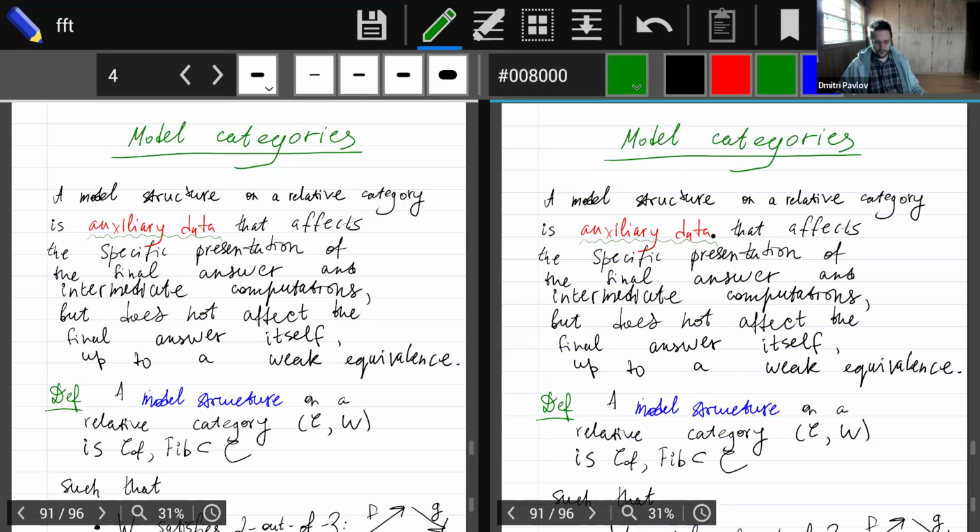So a model structure never affects anything about the final answer to your problem, but it does affect the specific presentations you choose for your intermediate computations. To give you a familiar example from homological algebra, you have projective resolutions and injective resolutions, and maybe some other types of resolutions like flat. The choice of these is ultimately irrelevant for what you want to compute, but they do affect the specific presentation of intermediate steps in your computation.